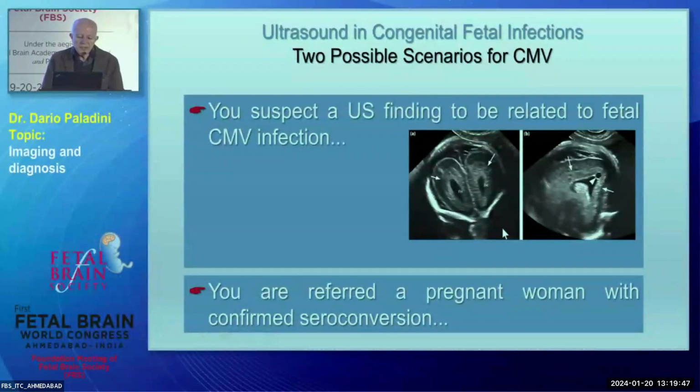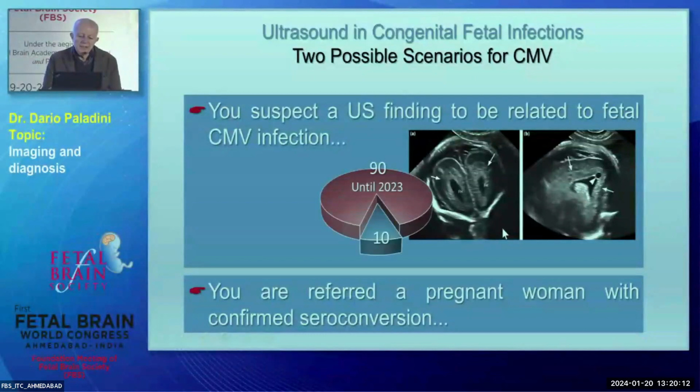Or the other scenario, which until now was much less common, is that you are referred a pregnant woman with a confirmed seroconversion. So she had regularly undergone, on her own initiative or of the OBGYN, monthly checking of IgM and IgG for cytomegalovirus. And if she seroconverted, then she is referred for an expert assessment. These two scenarios were completely different in the percentage of our life until this last year, with 90% of the cases in the first type of presentation.